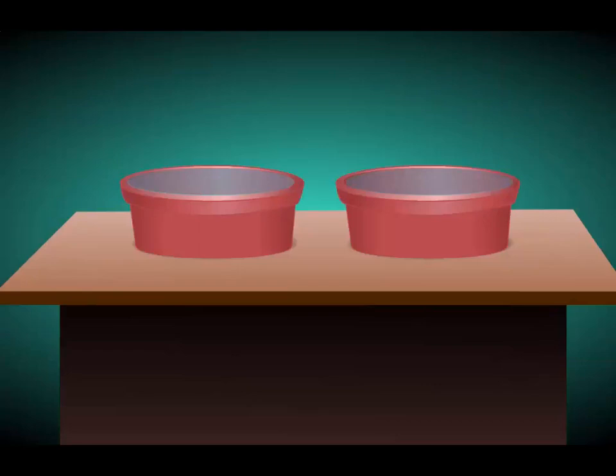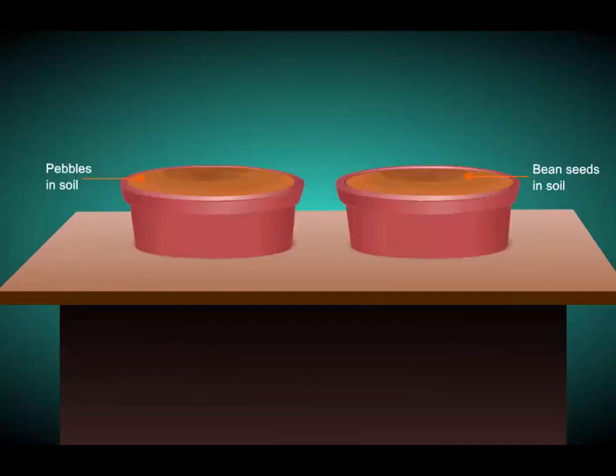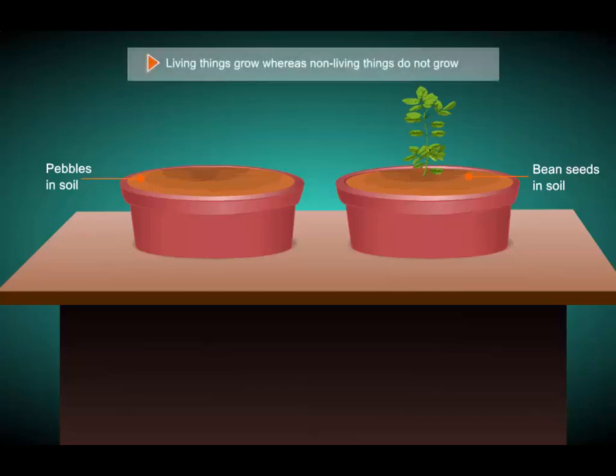Let us now soak a few bean seeds and pebbles in water for one day and then place them in a pot containing soil. What do you observe? The seeds slowly grow into a seedling and then into a big plant as shown here. But the pebbles do not grow. This shows that living things grow, whereas non-living things do not grow.